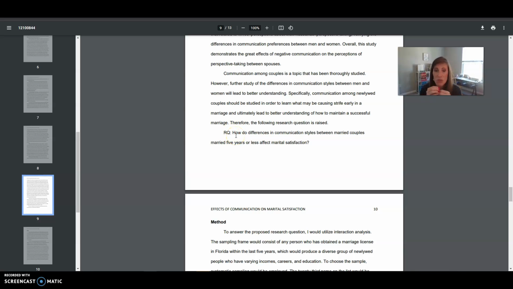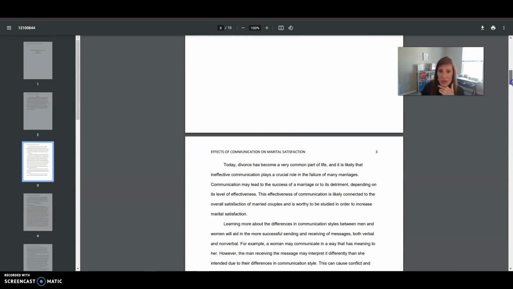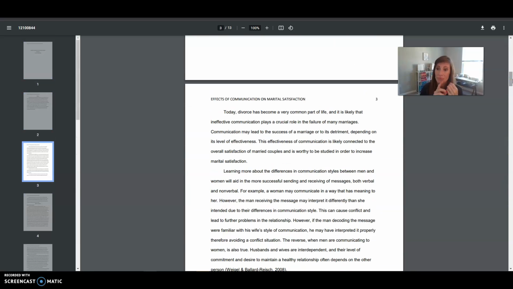RQ, which stands for research question: how do differences in communication styles between married couples married 5 years or less affect marital satisfaction? You don't have to put the RQ. You can just say the research question that drove the review of this literature is, and then you would put your research question. So that would be the second element of your introduction. So you're going to have an introductory paragraph that details what your research topic is. You're going to include what your research question is within that broader topic.